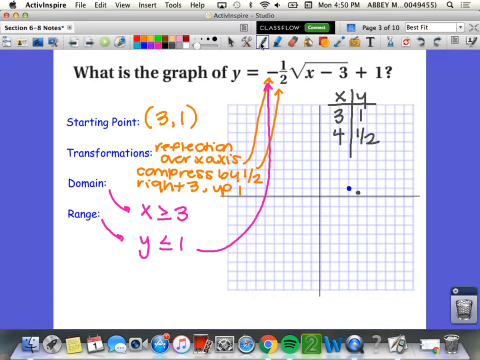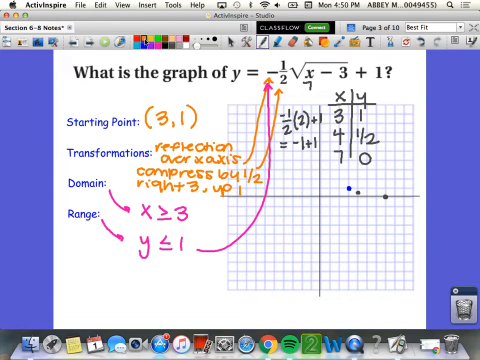Another easy point to plug in here, we would want to plug in 7. Why do I want to plug in 7? Because 7 minus 3 would give me the square root of 4. And we know the square root of 4 is 2. So negative 1/2 times 2, and then plus 1, that gives me negative 1 plus 1, which gives me 0. So I'm going to plot that point as well. 4, 5, 6, 7, 0.